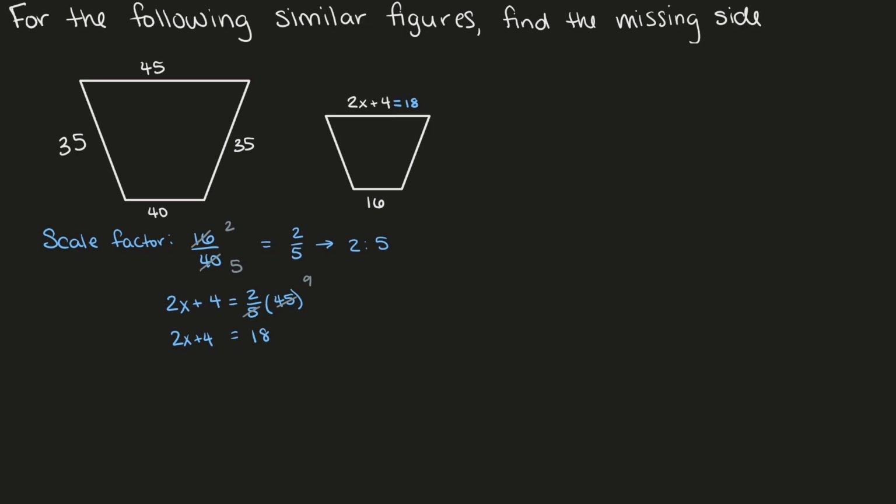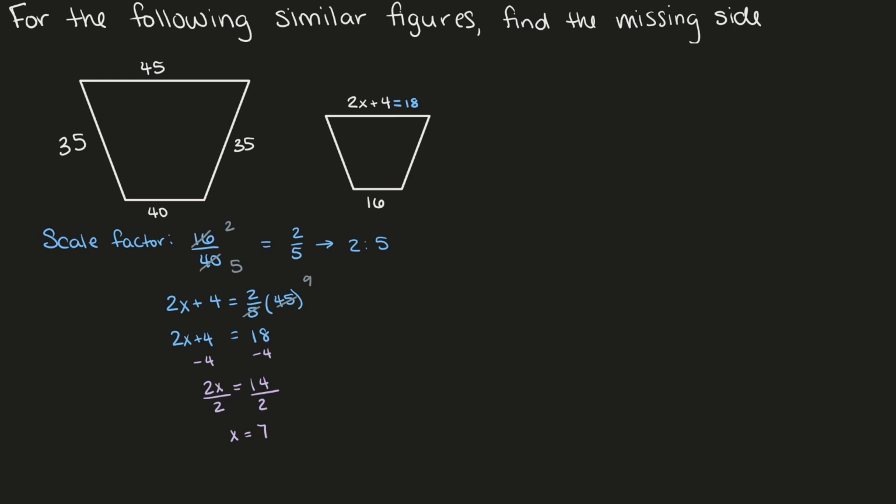Let's just find our value for x. We subtract 4 from both sides. We get 2x equals 14, divided by 2, and x equals 7. So if we did need to know the value for x, it would be 7, but the missing side is 14. Let's do the same thing and find this using our proportions.